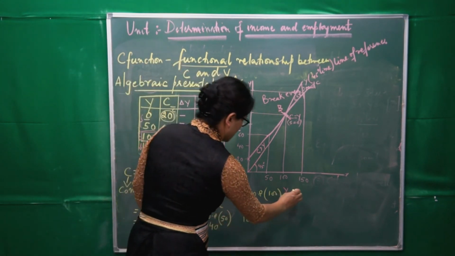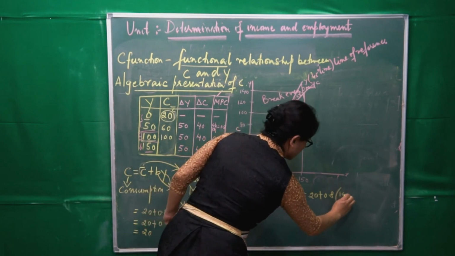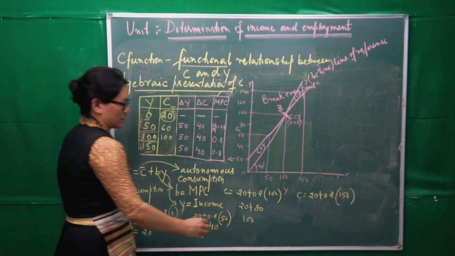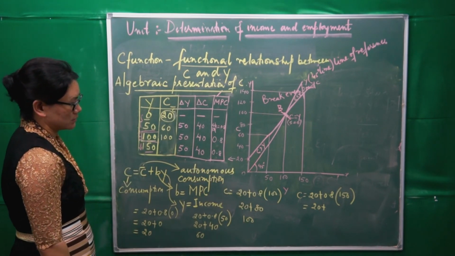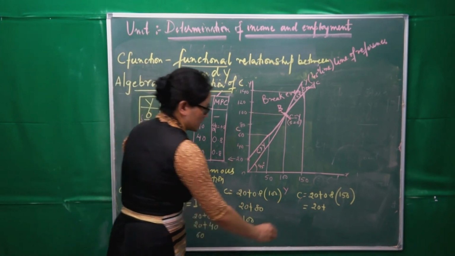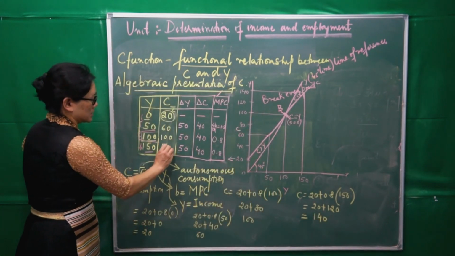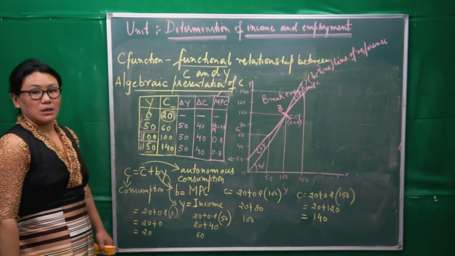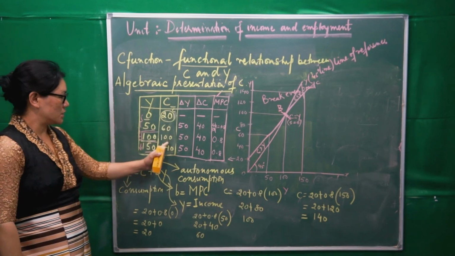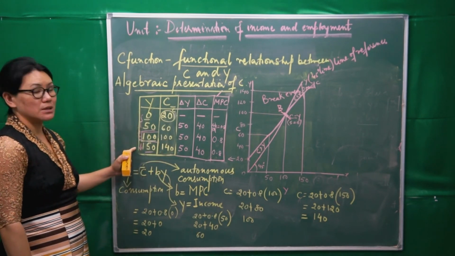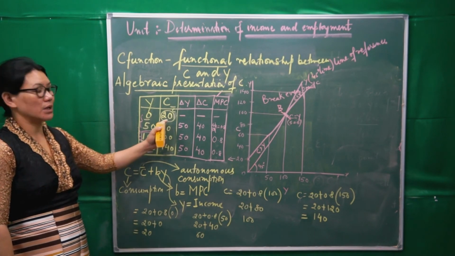Alright, the last one: C is 20 autonomous consumption, plus 0.8. Income is given as how much? 150 here will be 20 plus 120. It has to be 120. So this will be 140. So here C is 140. Is that clear to you? So this is how we can make use of this equation to find out the level of C if income is given. Again I am repeating, 20 is autonomous consumption here. Is that clear? Okay.